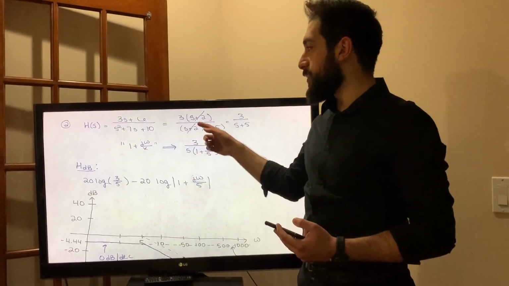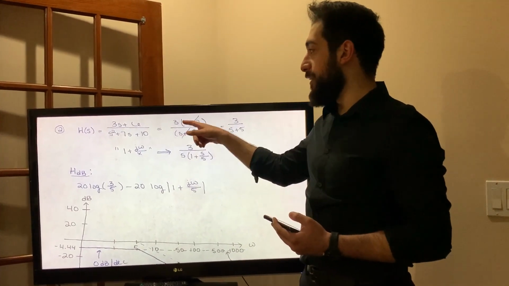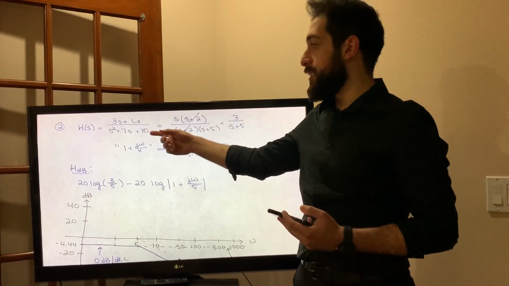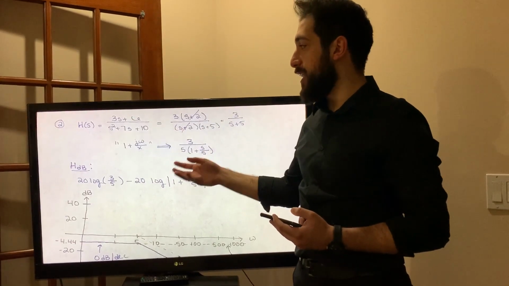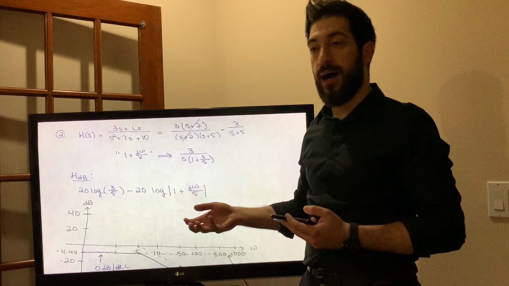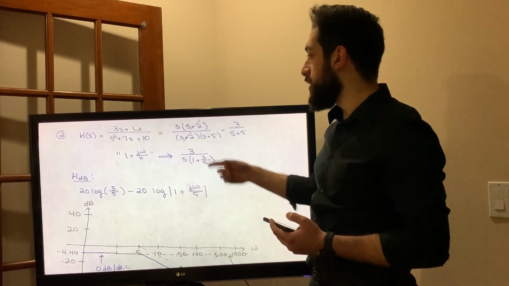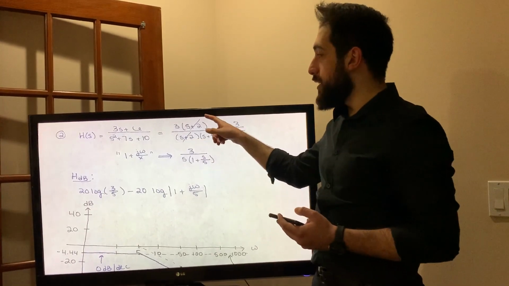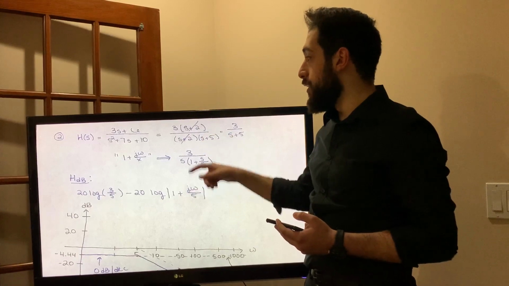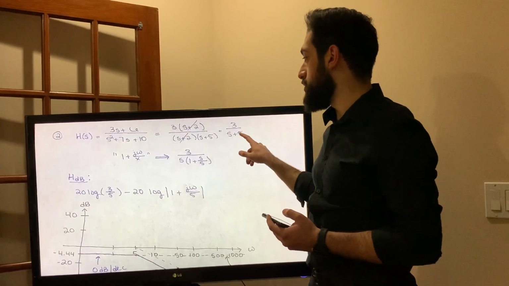So I'm going to begin by factoring out a 3 from the numerator so that we have 3 times (s + 2). And then in the denominator, I want something that adds up to 7 and multiplies to 10, and that's going to be 5 and 2, which is what we have here, (s + 2) and (s + 5). So then we can actually cross out (s + 2), and then we're left with 3 over (s + 5), which is what we have here.